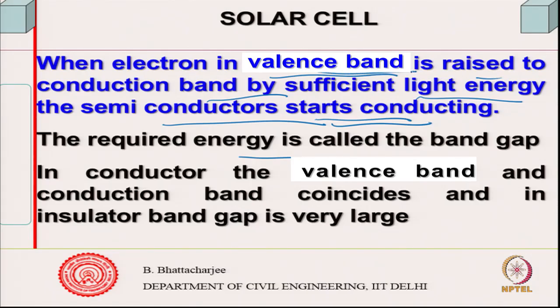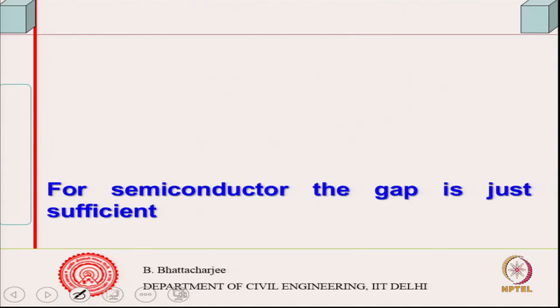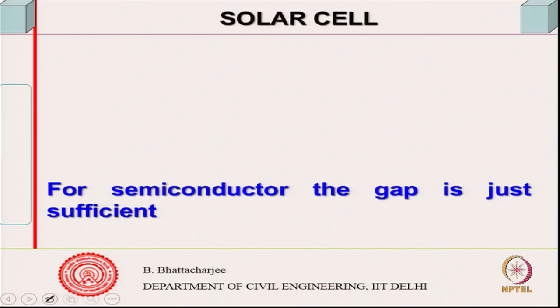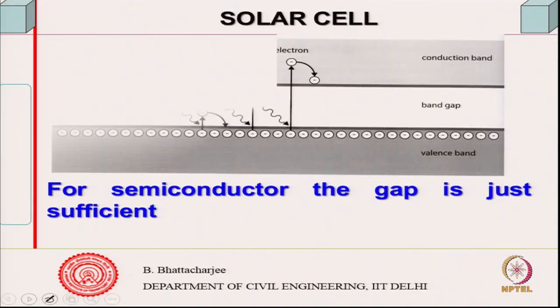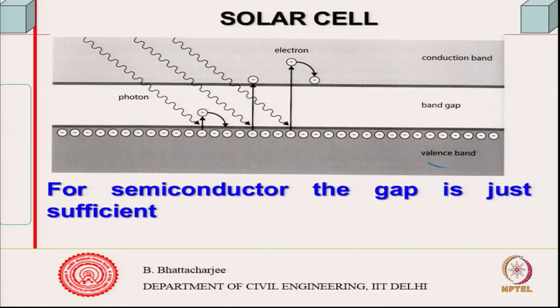So, this is the valence band, and there is a band gap between the two energy levels. In a conductor, the valence band and the conduction band coincide, and in an insulator the band gap is very large. That is what I was just mentioning. So, here is the valence band, the conduction band, and this is the band gap. This gap is very large in the case of insulators.